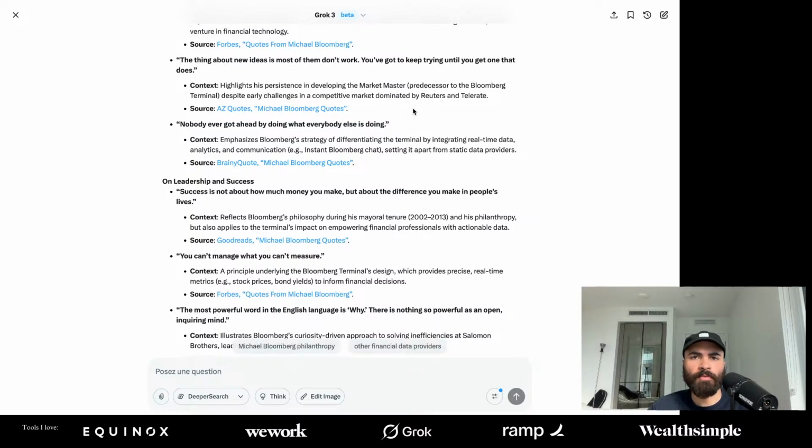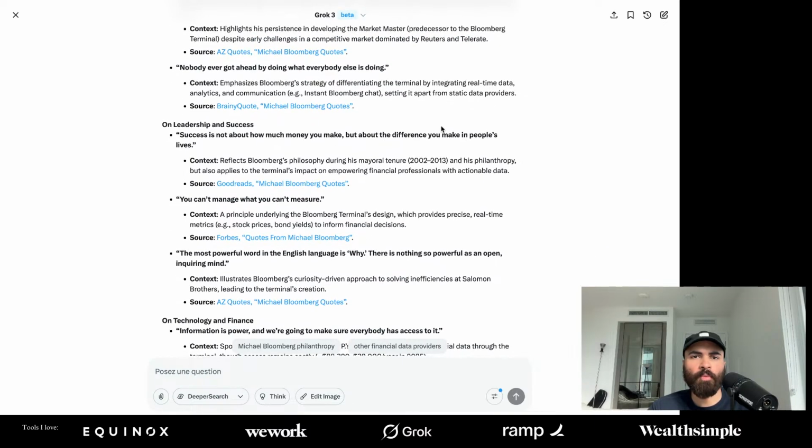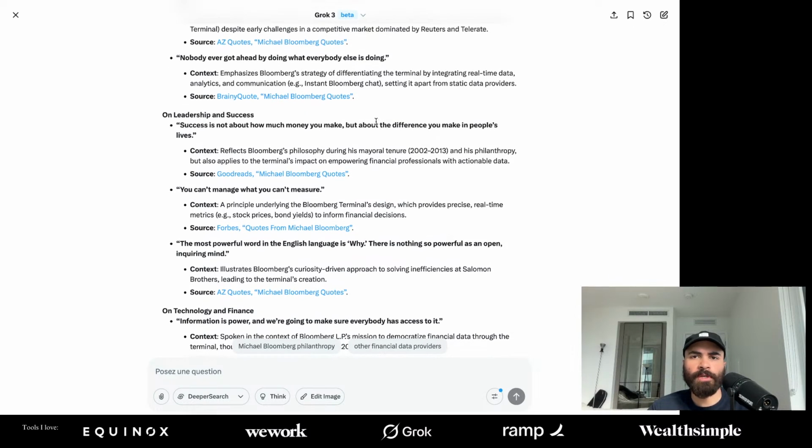Highlights his persistence in developing the Market Master, predecessor to the Bloomberg Terminal, despite early challenges and a competitive market dominated by Reuters and Telerate. Nobody ever got ahead by doing what everybody else is doing. Emphasizes Bloomberg's strategy of differentiating the terminal by integrating real-time data, analytics, and communication, IB chat, setting it apart from static data providers.